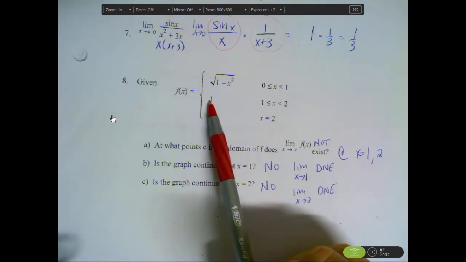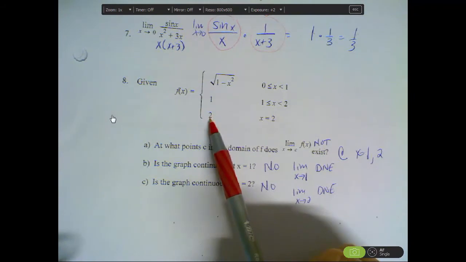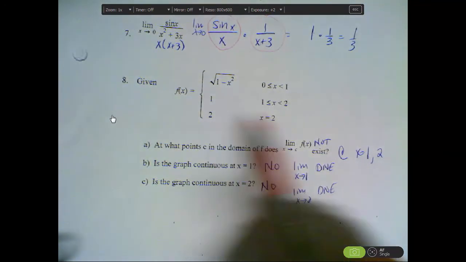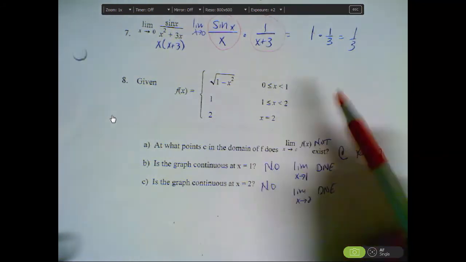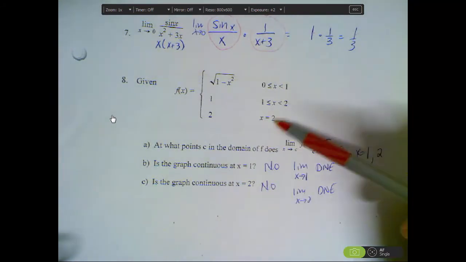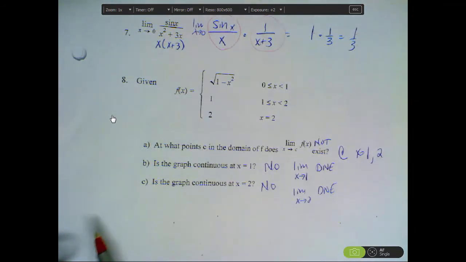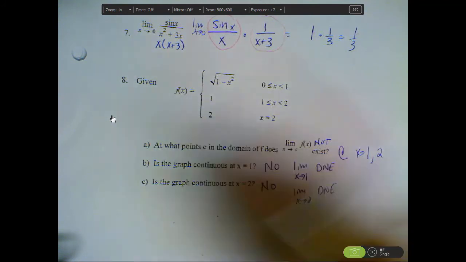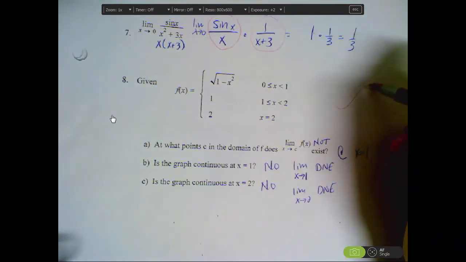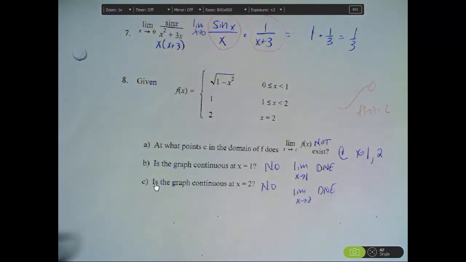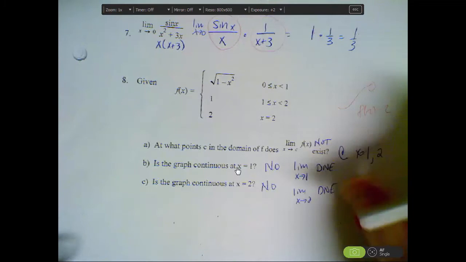The limit from the left is 1, but it has no right-hand limit because it's only defined at x equals 2. It's not defined as you approach from the right. So since there is no right-hand limit, actually, I did this wrong. No, it's true. The limit from the left is 1, but f of 2 is 2, and since those are not the same, it's not continuous at x equals 2. Phew, I was right all along.